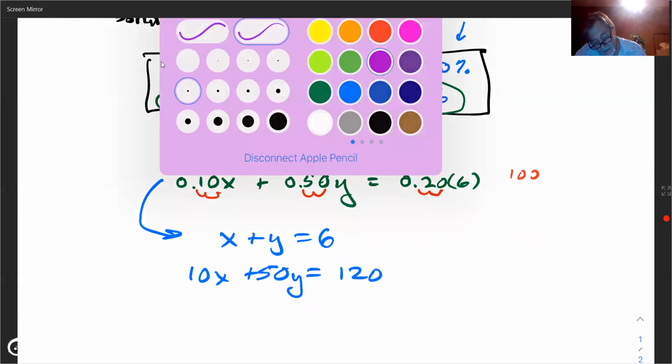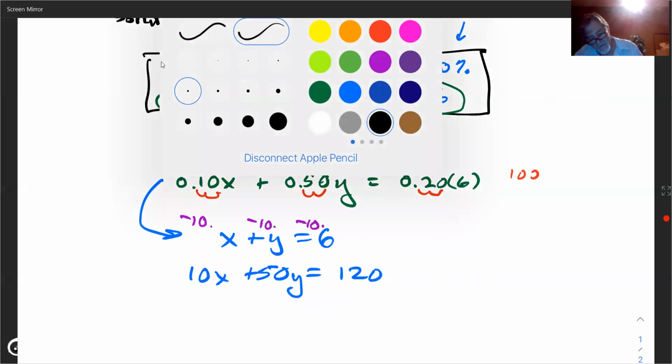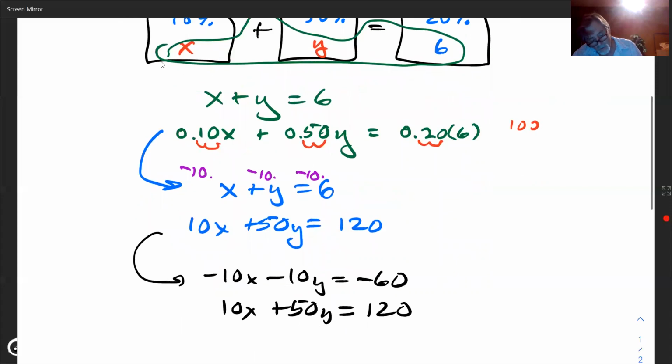So guess what? I'm going to come in with a -10 because I'm going to wipe out the x's. We'll do the end run, and it goes minus 10x minus 10y is minus 60, and below is positive 10x plus 50y, and this is 120, like so. And we add. Get out the green marker. He's gone.